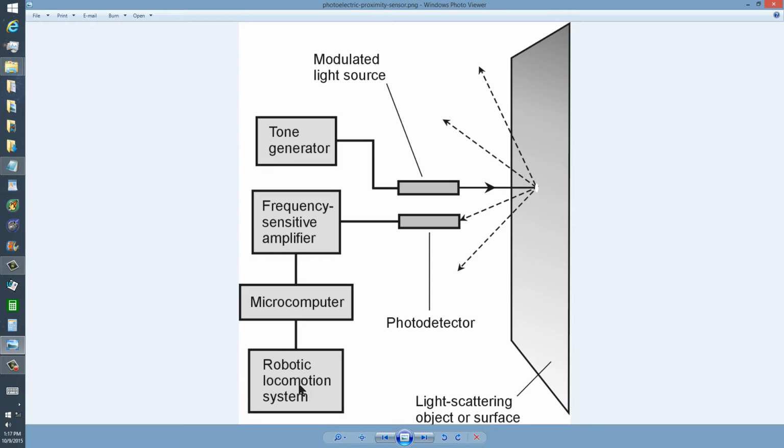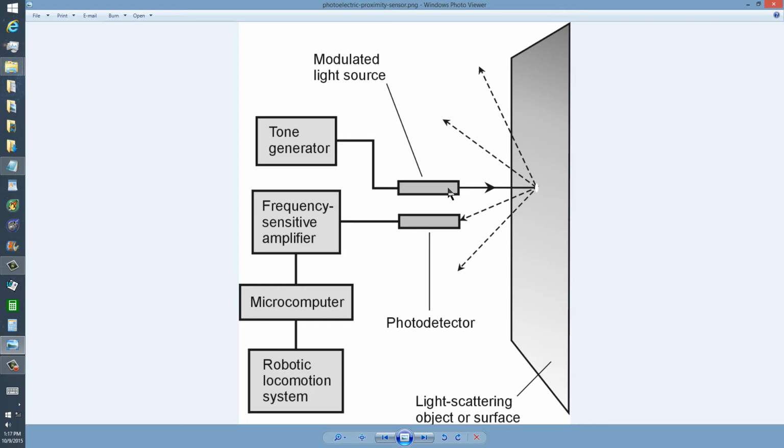Well, that's what this will tell the robot to do, provided that a proper surface gets close to the laser and the detector. And that is the key to this whole system.